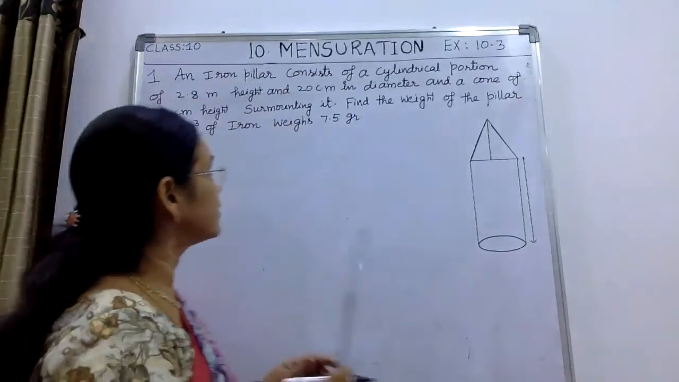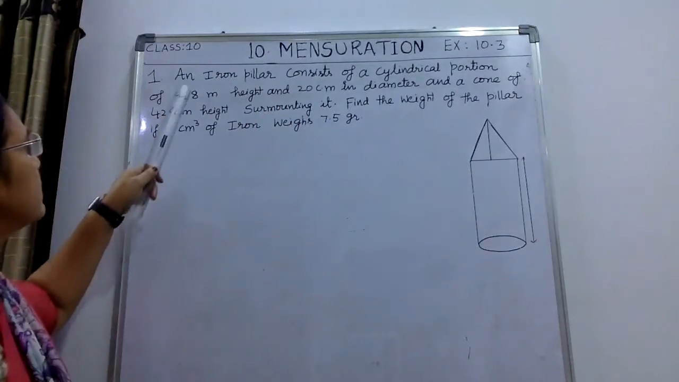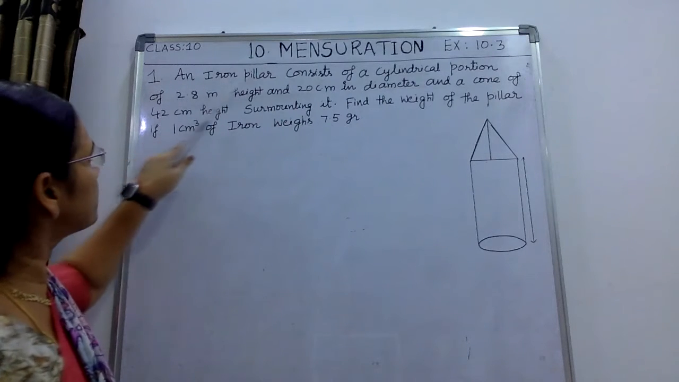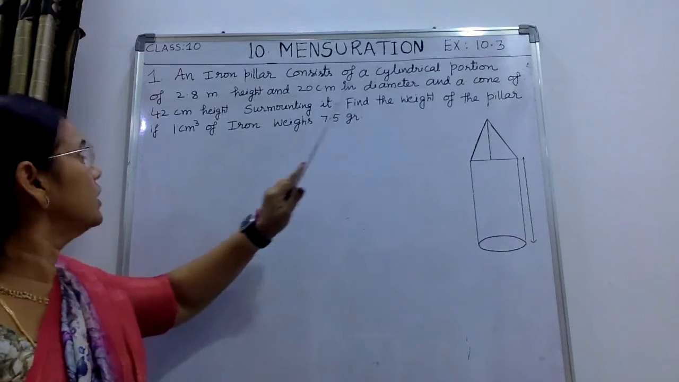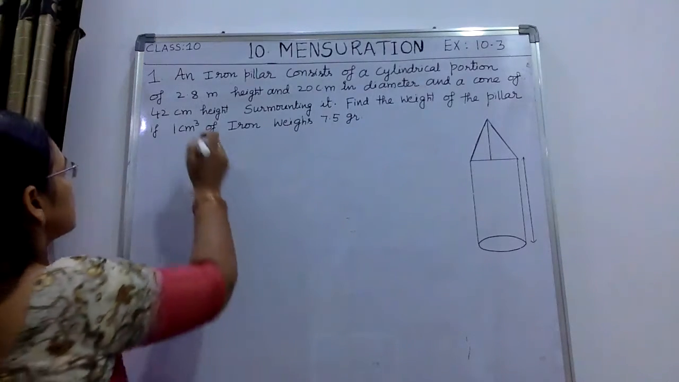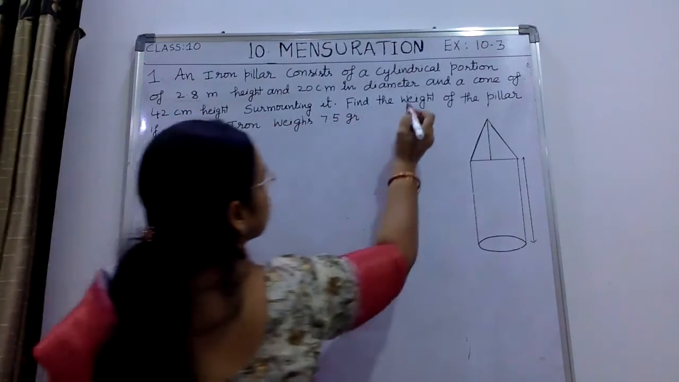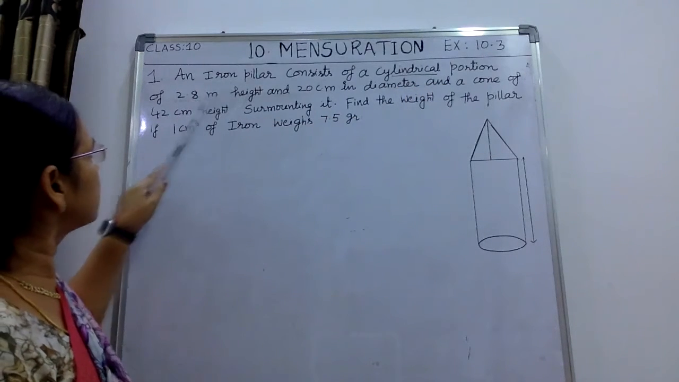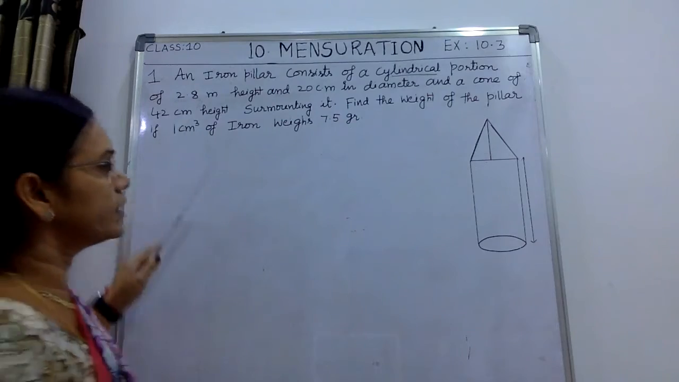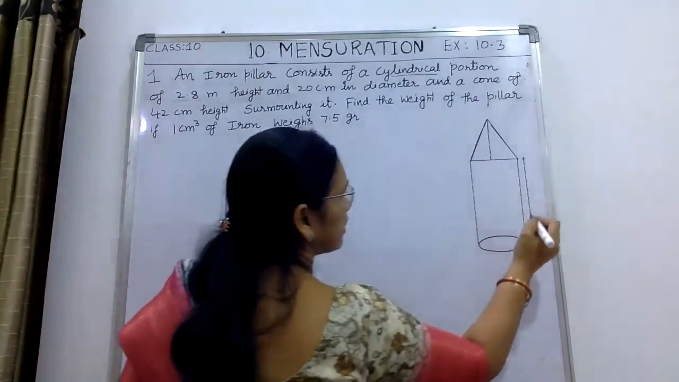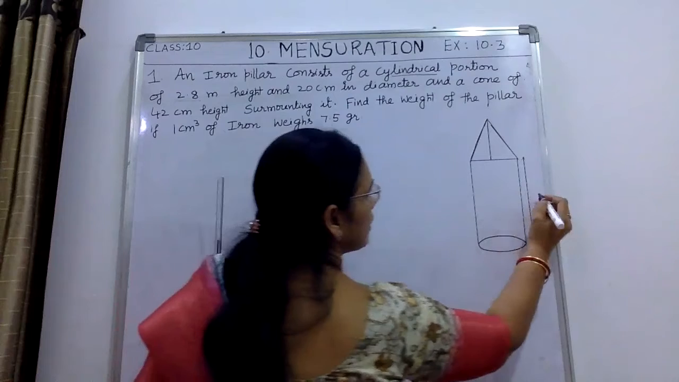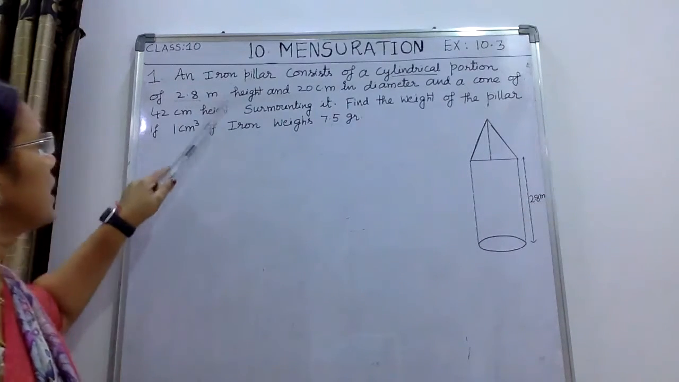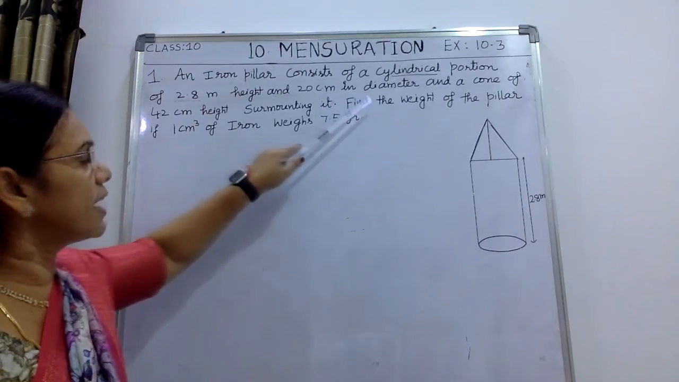Okay, children, here it is, the first question of exercise 10.3 in the chapter Mensuration. Just to analyze the question here: an iron pillar consists of a cylindrical portion of 2.8 meters. So the first shape of the iron pillar is cylindrical. And what is the height of that cylindrical portion? That is 2.8 meters. In this figure, you can observe this is the cylindrical portion. So the height of this portion is 2.8 meters and 20 centimeters in diameter.